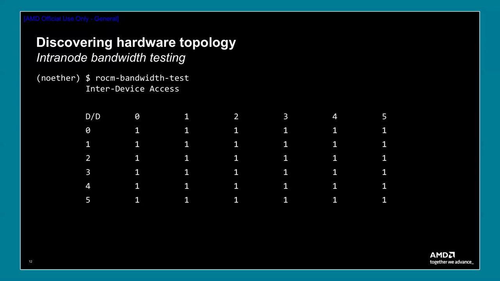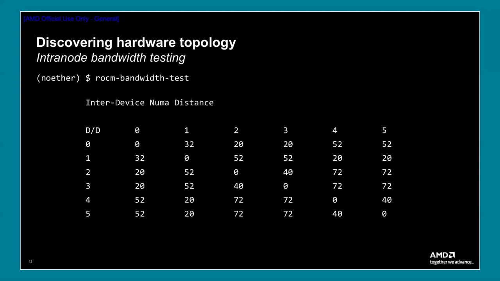If I go down the columns, I get my device numbers, and if I have a 1 in row 0, column 1, that means there's a connection between device 0 and device 1. So nothing fancy there. You should expect to see that there's connections between all the compute hardware in your system. If you don't, definitely check your installation.